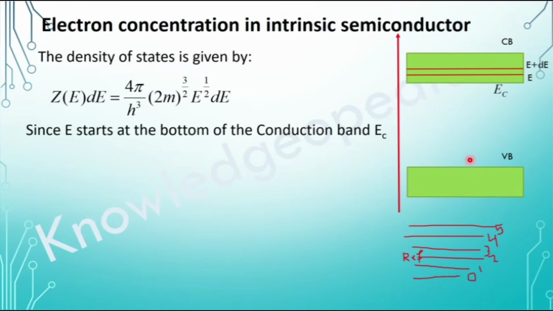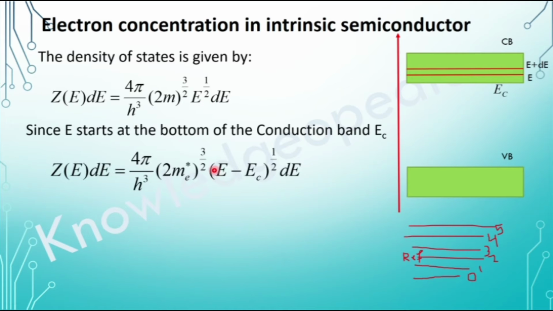Similarly, in this case, we are shifting the reference from 0 to EC. So whatever energy we are considering, that value should be reduced by an amount EC. And that's why I have made some modifications over here. This E I have taken as E minus EC, because we are considering the bottom of the conduction band, that is EC, as our reference point. This is the first quantity we need in our calculation, that is the density of states. The second one is the probability.